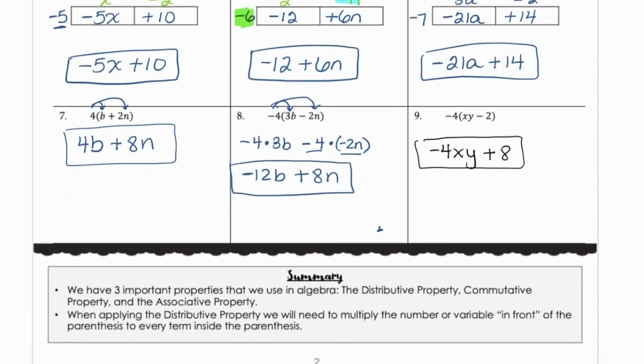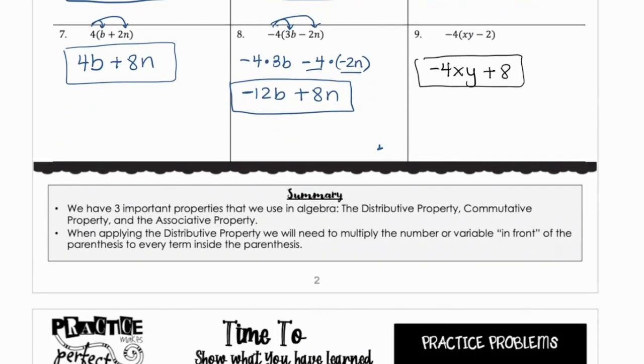Now that we did those problems, here's our quick summary. It says you have 3 important properties that we use in algebra. We have the distributive property, which is the most famous property, the commutative property, which means we're moving things, and the associative property, which means that our grouping symbols are going to change or be associated with different things. When applying the distributive property, we need to remember to multiply the number or variables in front of the parentheses to every term inside the parentheses. Our famous distributive property is going to come back over and over again.